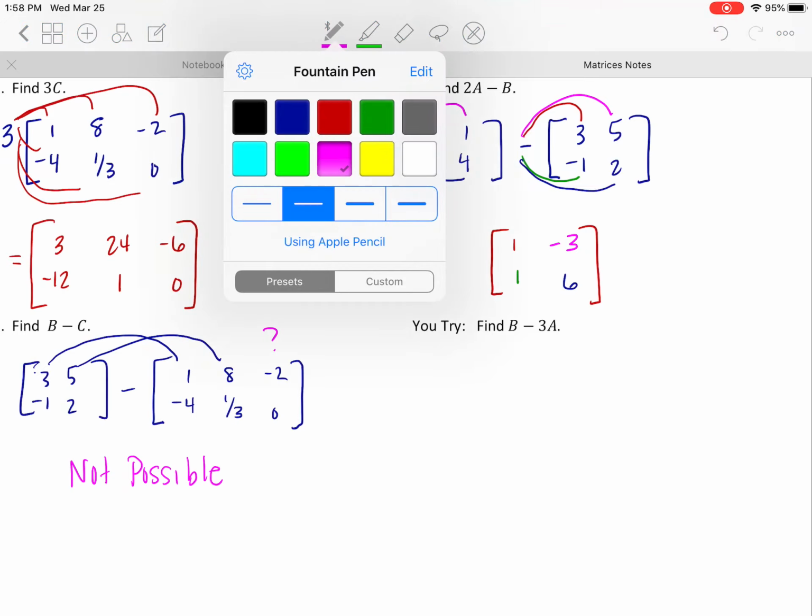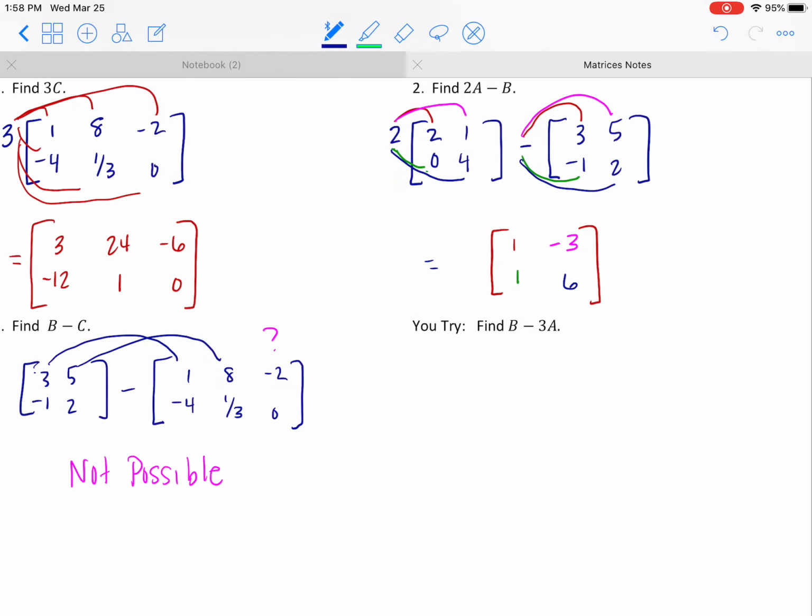Feel free to pause if you wanted to try to work this out and then come back and see how you did. We're looking at B, which is 3, negative 1, 5, 2. And we want to subtract 3 times A, which is 2, 0, 1, and 4. So we're looking at, again, corresponding entries here. So we have 3 in this first matrix, and then we're going to subtract 3 times 2, which is 6. So the 3 minus the 6 is going to give us a negative 3.